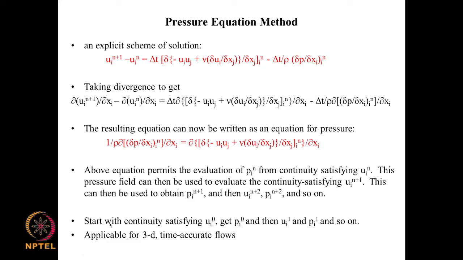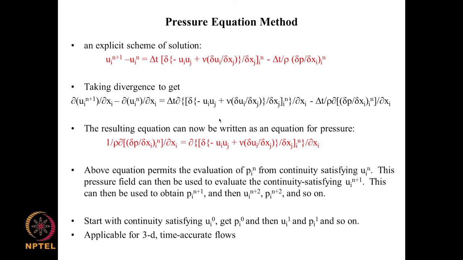So we start with the continuity satisfying Ui0, get Pi0 from this, and then put this Pi0 here and all the Ui0s here and get Ui1, and then you put Ui1 here and then we get Pi1 and then move on like this. So this method is applicable for 3-dimensional flows and also time accurate flows, and it is explicit. Okay. So in this way this method is differentiated from the two previous methods by the fact that we are solving an explicit equation for pressure along with the velocity, along with the momentum equations.